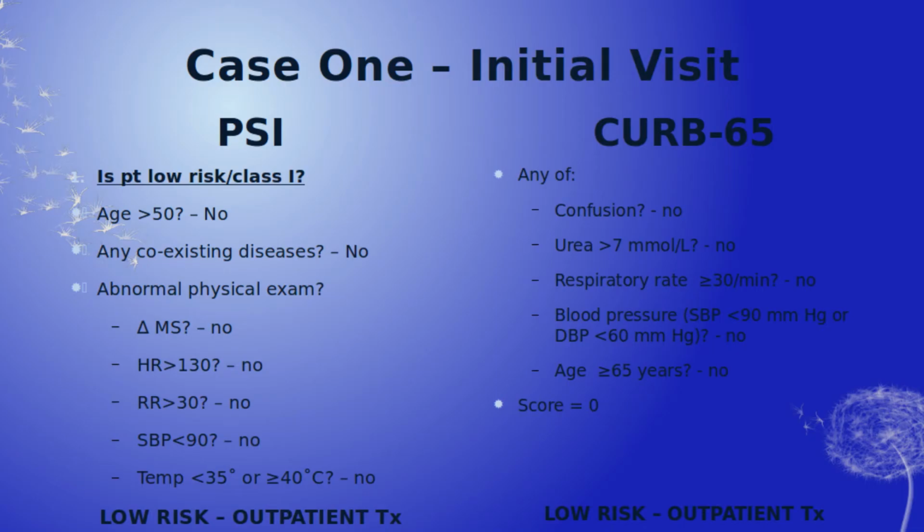So I'm going to calculate the scores for the first case, a 25-year-old woman. So PSI, two-step process. First, is the patient low risk? Is she age greater than 50? No. She didn't have any coexisting diseases. And in terms of the actual cutoff values in the PSI, she would not have met any of them. So she would have been classified as low risk from the PSI. CURB 65, again, she met none of the cutoff values, so she had a score of 0. So she would have been low risk and suggested outpatient treatment.